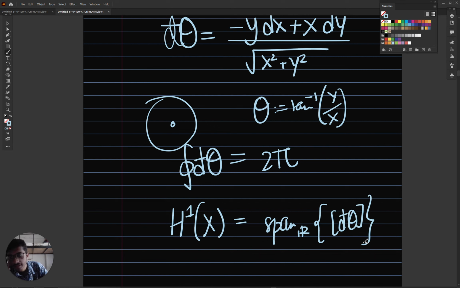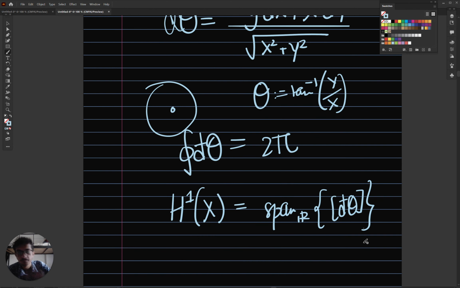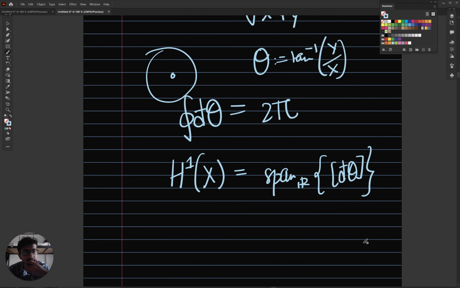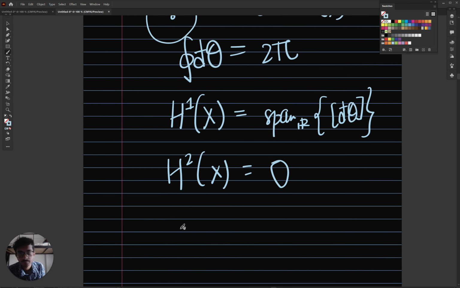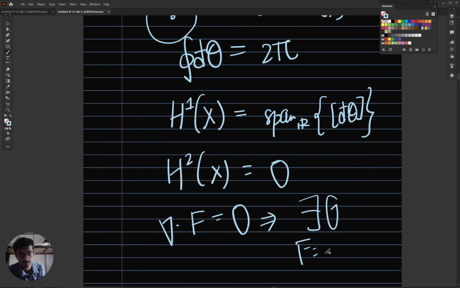Anything that you can add any exact forms and that would still not matter, because that's just equivalence class. We're quotienting the group in the cohomology group, so that's why there's equivalence classes here. And we can also show that H2 of X is 0. So if there is some f whose divergence is 0, whose domain is a punctured plane, then there exists g such that f is curl of g.